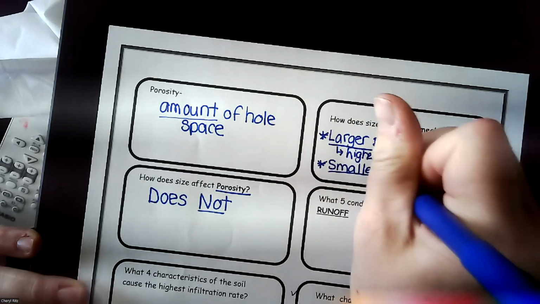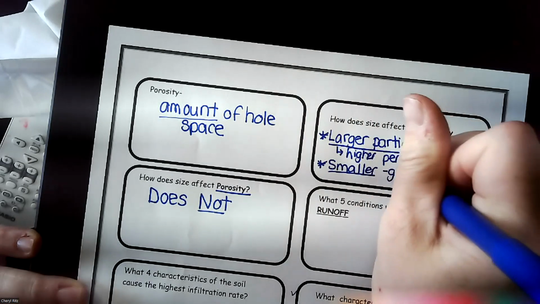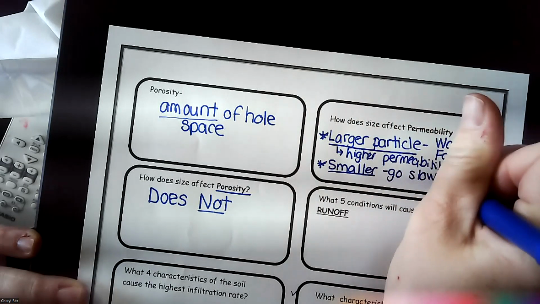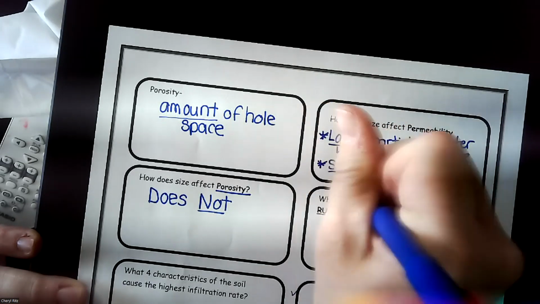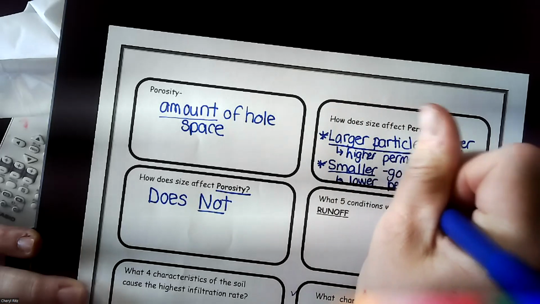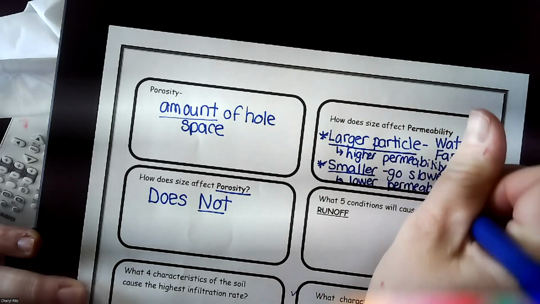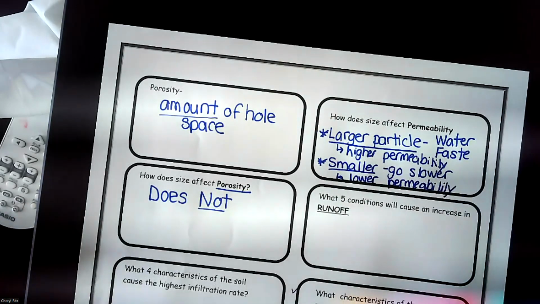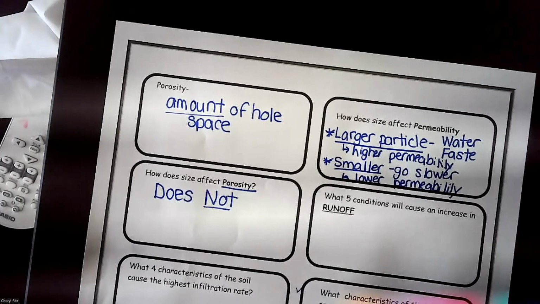Smaller particles go slower. And again, that means lower permeability. So size does matter if we're talking about permeability, but porosity does not. So again, permeability is just talking about how fast the water goes through.